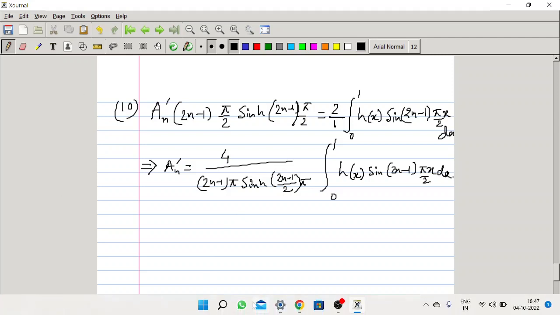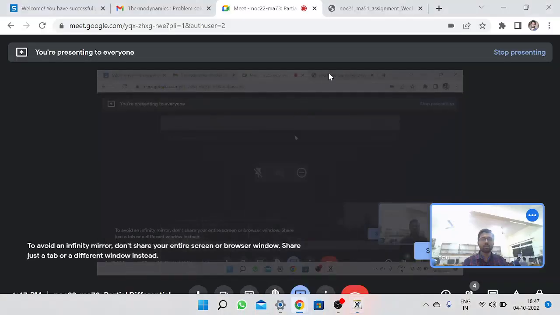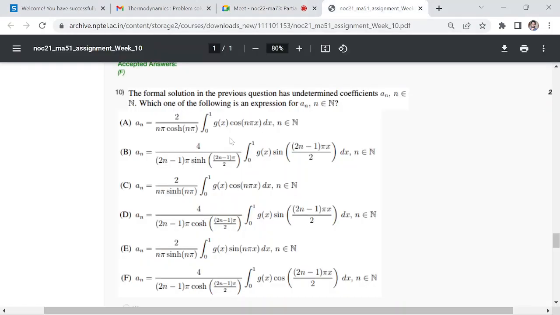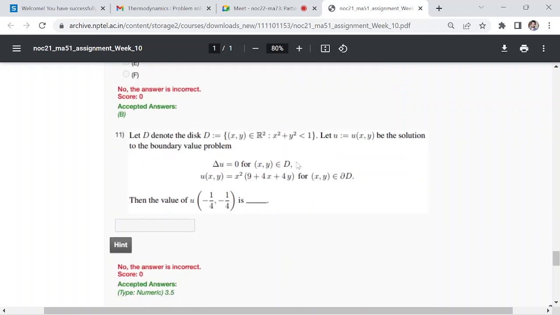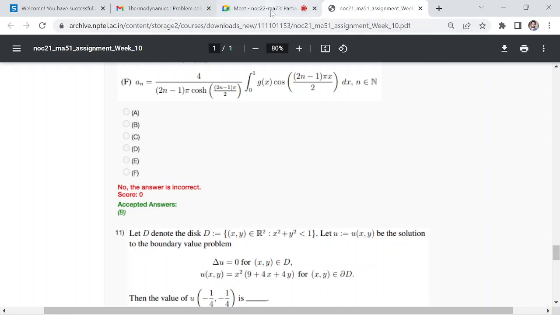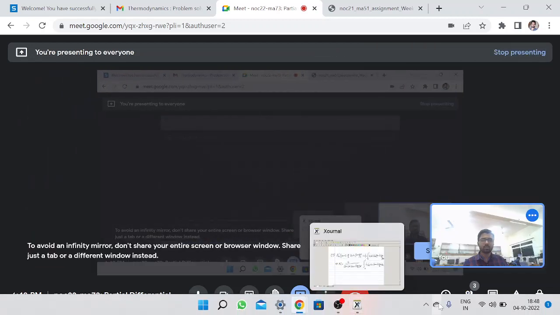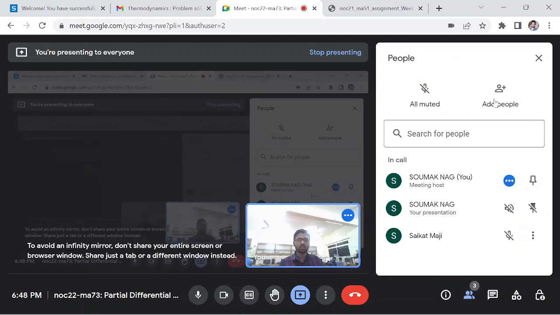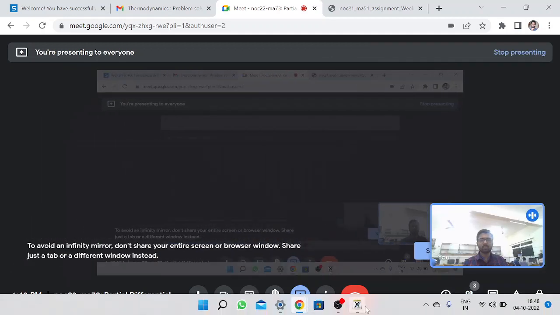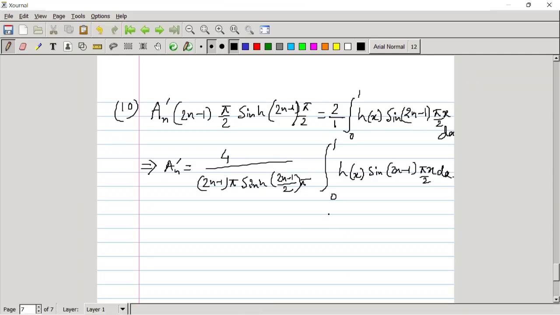The answer is, here gx is not there. It should be hx. This is a small error. So the answer is 4 by (2n minus 1) into pi sine hyperbolic hx. This is option B. Option B is my answer. Okay, fine, so option B is the answer.